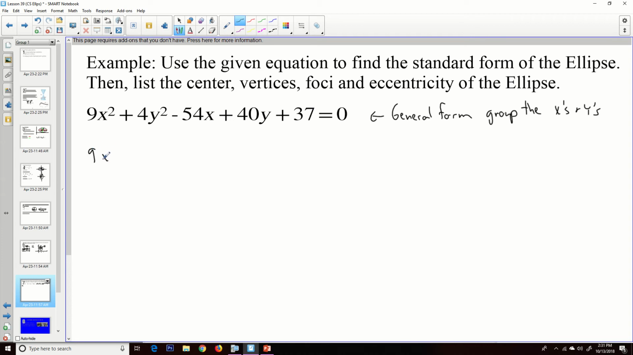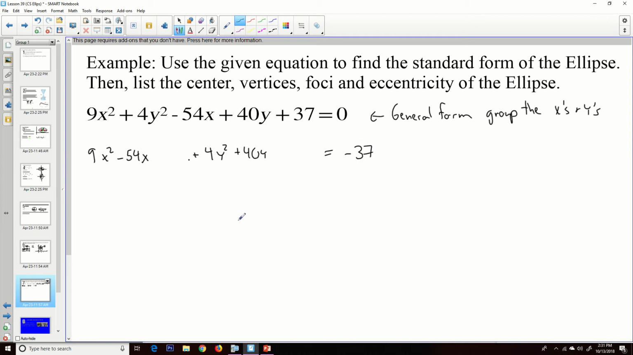So I've got my 9x squared, and then I have minus 54x, and then I'm going to leave a little space, and I'm going to go plus 4y squared, plus 40y, and then I'll leave a little space. And let's move the constant to the right and make it negative 37.